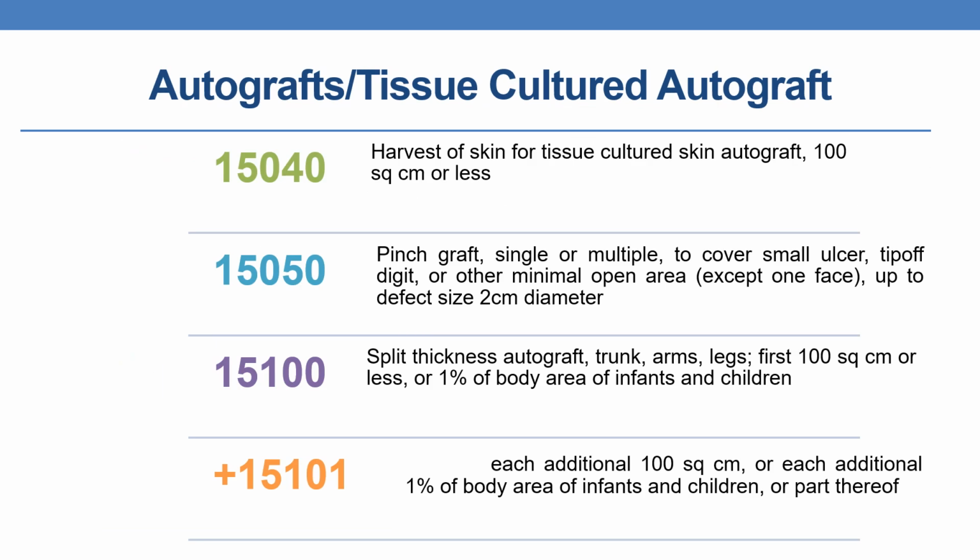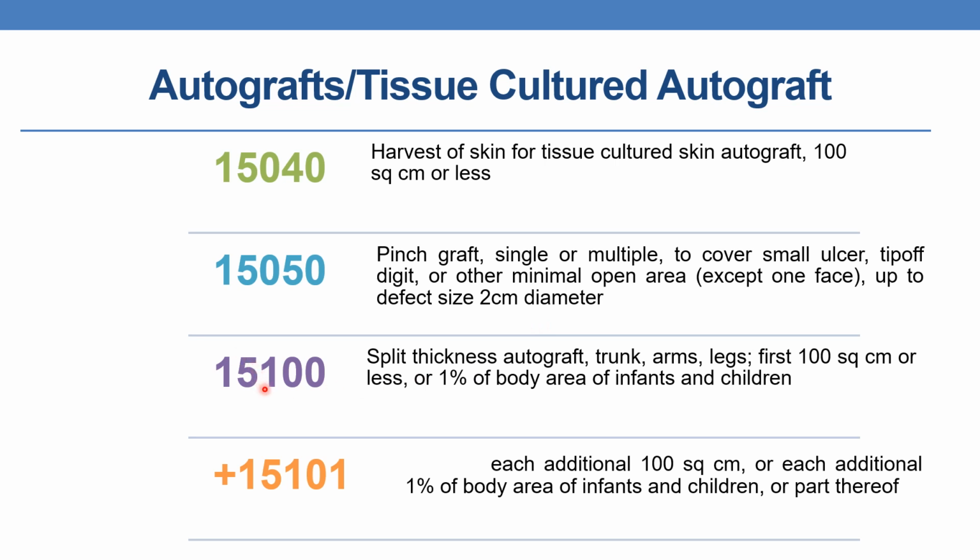Now coming to the codes of autografts or tissue cultured autografts. The first code is 15040, harvest of skin for tissue cultured skin autograft, 100 square centimeters or less. The next is 15050, pinch graft, single or multiple, to cover small ulcer, tip of digit or other minimal open area except on face, up to defect size 2 cm diameter.